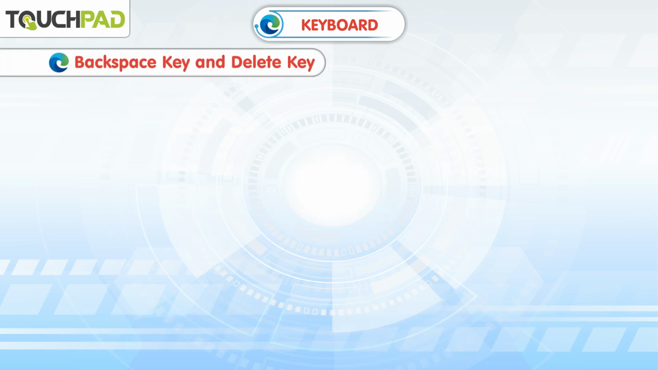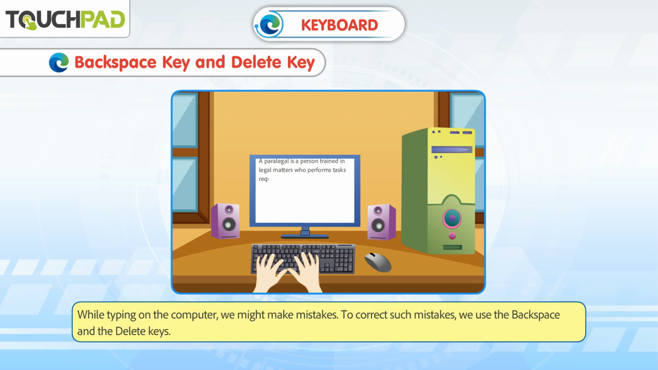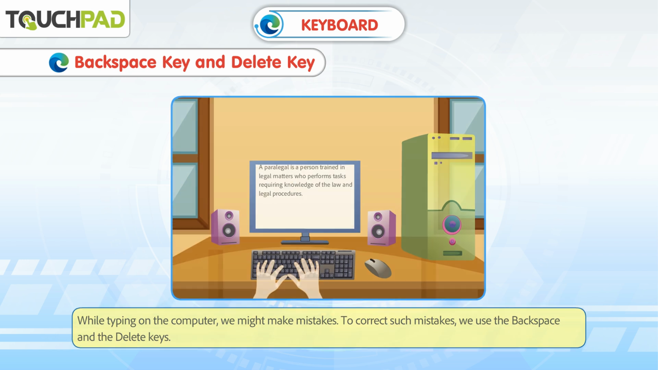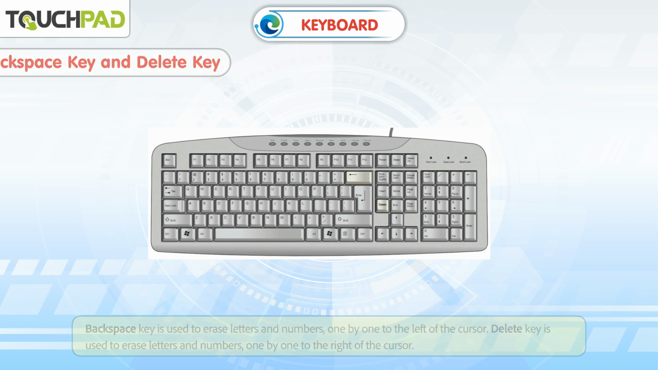Backspace key and Delete key. While typing on the computer, we might make mistakes. To correct such mistakes, we use the backspace and the delete keys. Backspace key is used to erase letters and numbers one by one to the left of the cursor. Delete key is used to erase letters and numbers one by one to the right of the cursor.